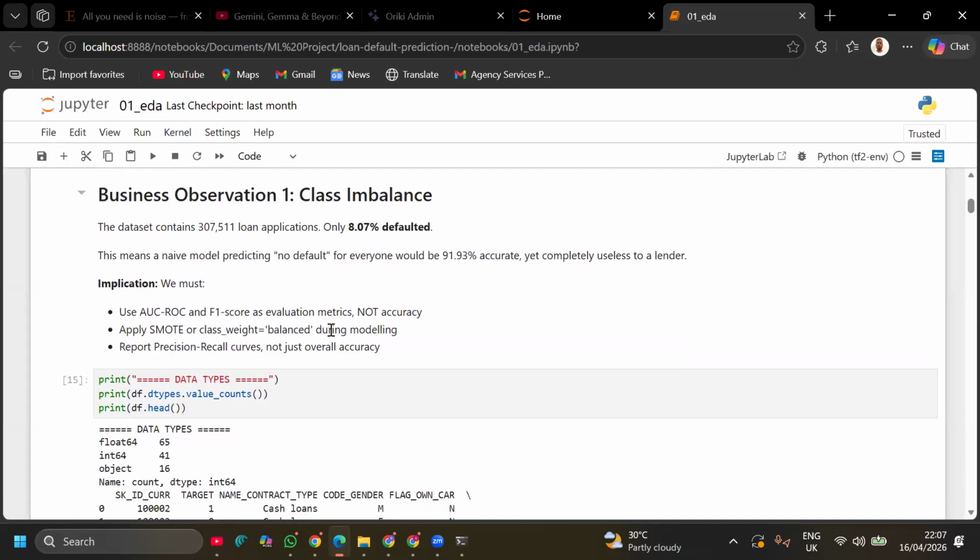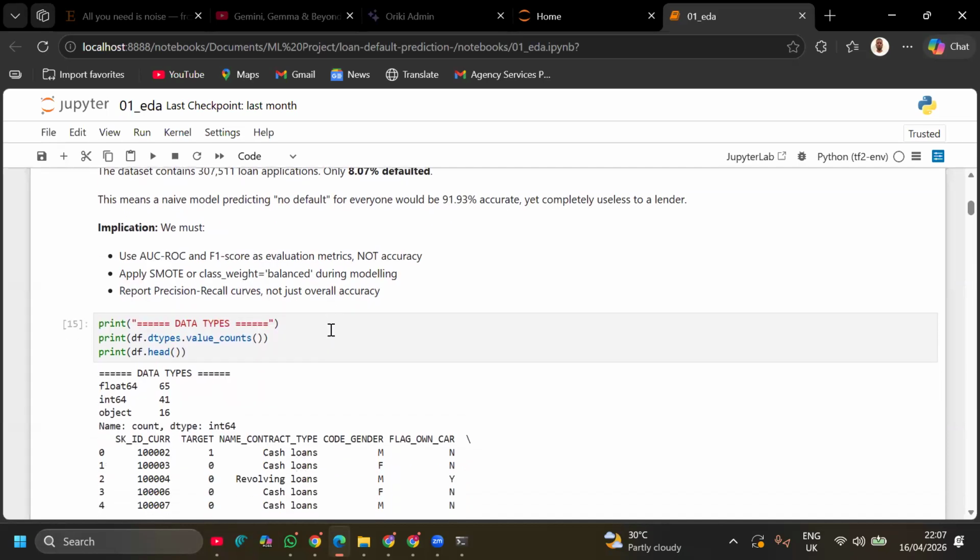So we're going to use other metrics like AUC or ROC. AUC means area under the curve. We're also going to use the F1 score to evaluate our models. We're going to apply SMOTE or class weight balancing during modeling so that we can find a way to balance this data set. We also use precision and recall for our analysis.